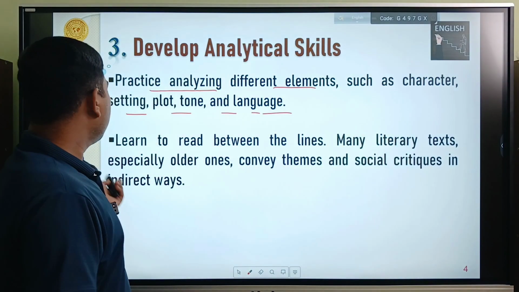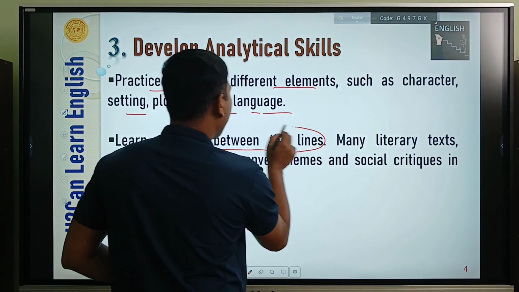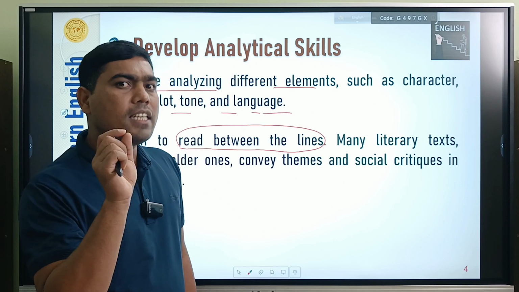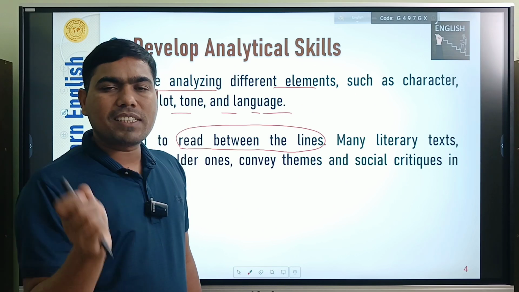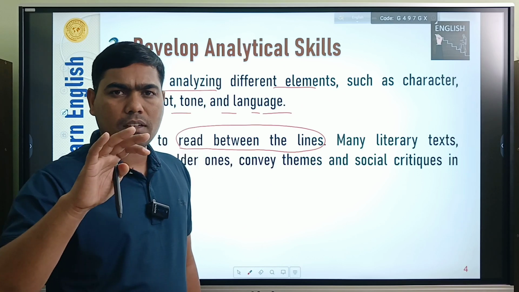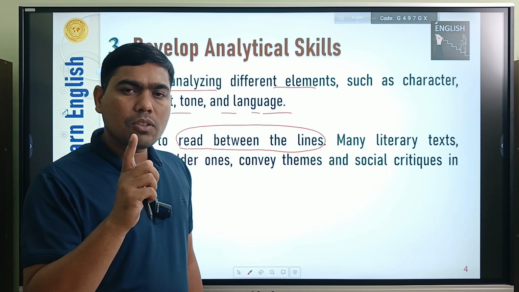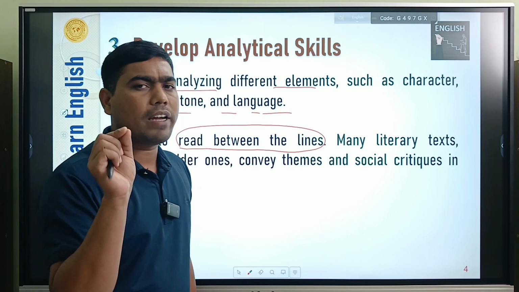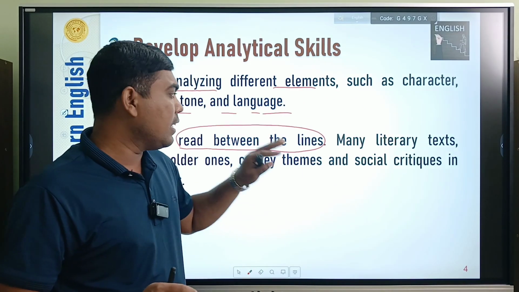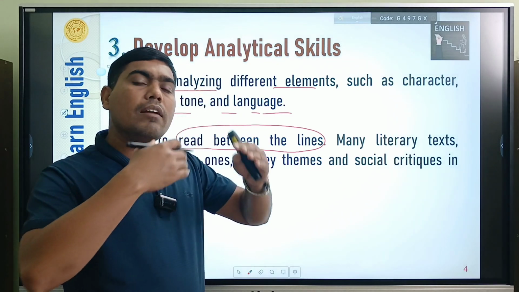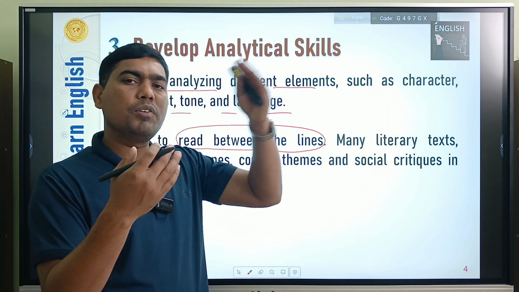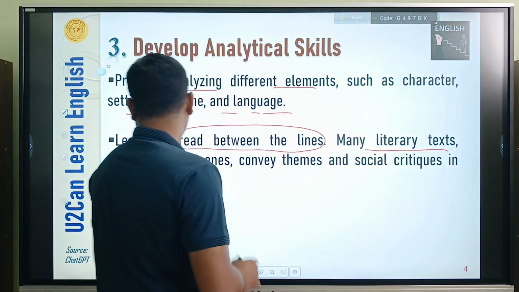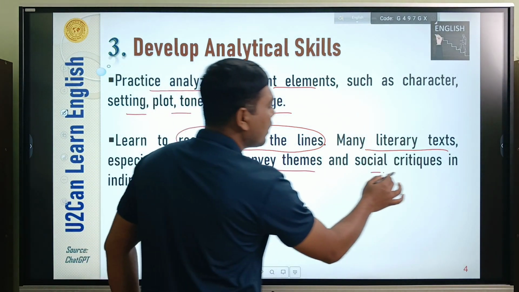Okay. Then learn to read between the lines. Read between the lines is a phrase. It actually indicates that you have to find out the hidden meaning. There are so many sentences which will have just surface meaning, but the writer has the intention to represent something just under the surface meaning. So you have to find out the hidden meaning from the lines. And in this case, you have to read again and again the sentences before or after a particular line or sentence. Okay. Because many literary texts, especially older ones, convey themes and social critics.